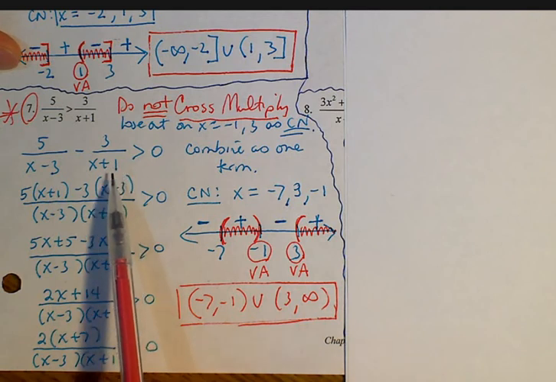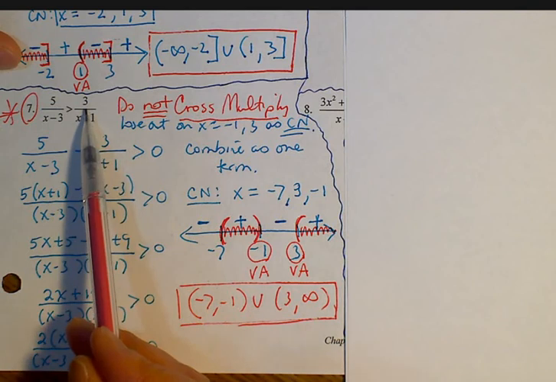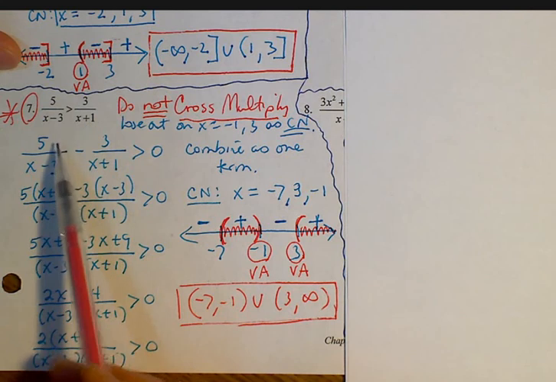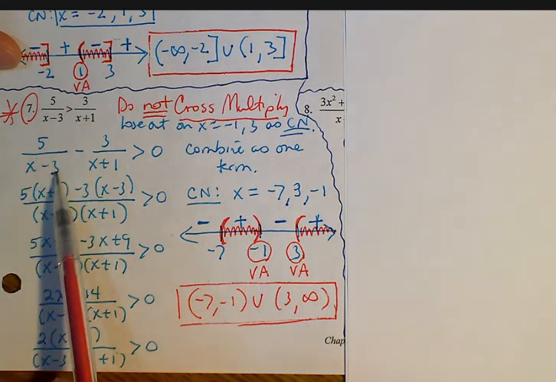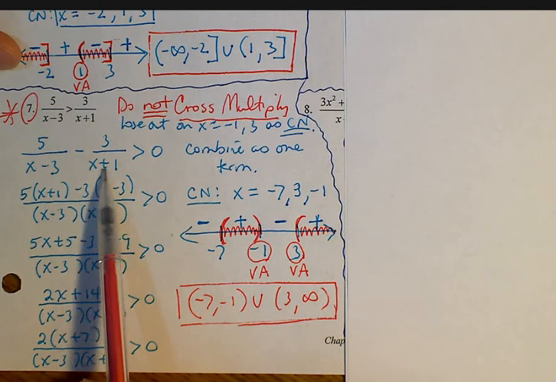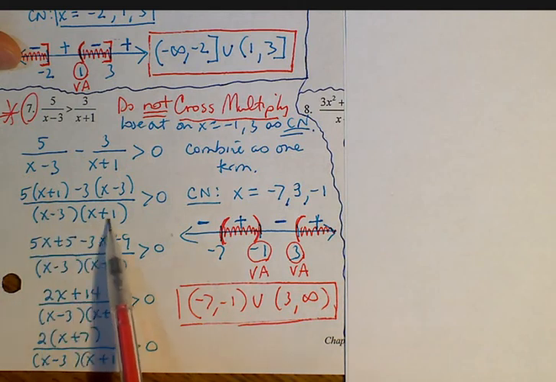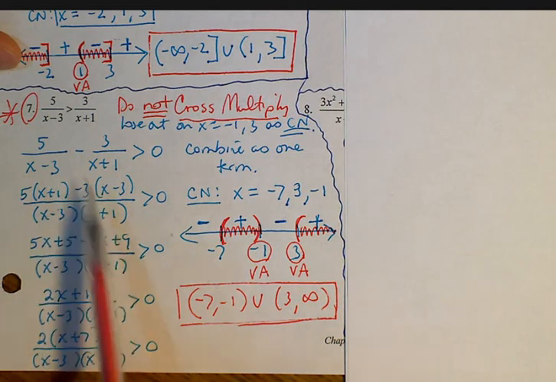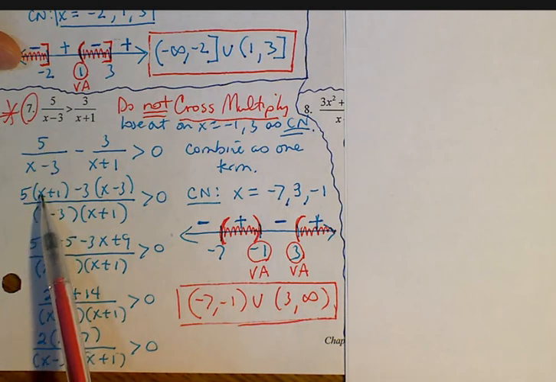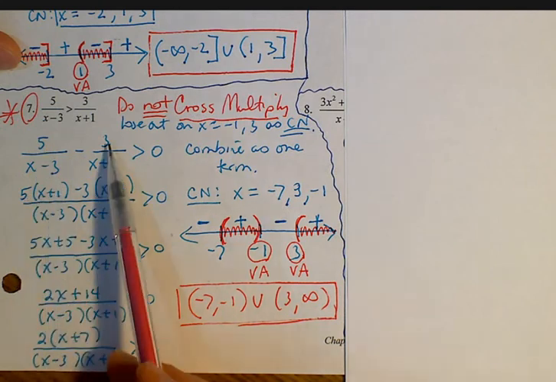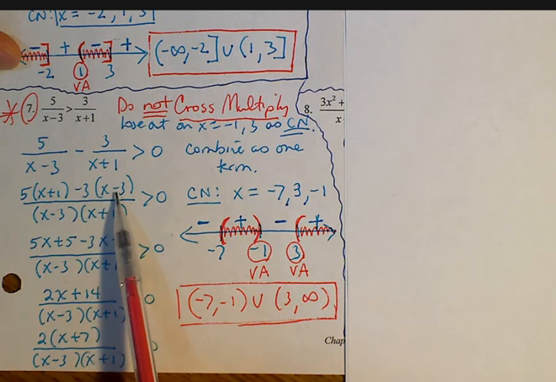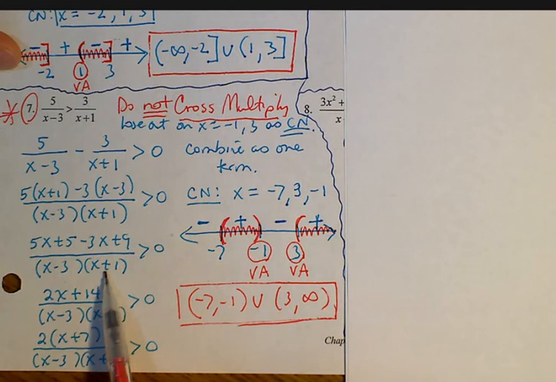So the first thing is you have to shift everything over to the left side. So I'm going to bring the 3 over x plus 1 to the left side. And so you'll have 5 over x minus 3 minus 3 over x plus 1. Then I need to find a common denominator. So I'll use x minus 3 and x plus 1. So then in the numerator of the first fraction, I need to have an x plus 1. And in the numerator of the second fraction, I need an x minus 3. So the denominator, I'll just keep it as it is because I like it in the factored form.